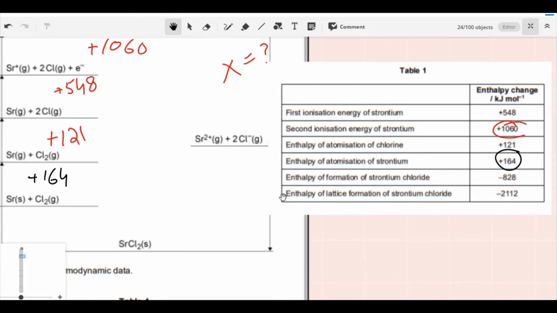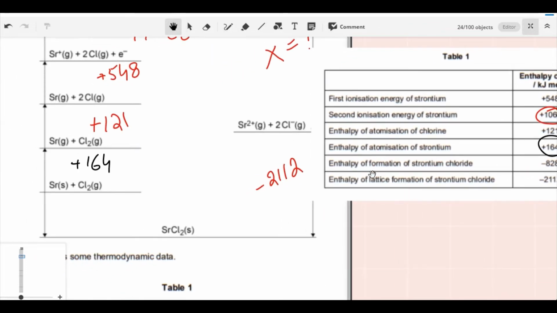Now you can see a downward arrow, which means that value will be negative. The strontium ion and chloride ions combine to form SrCl2. That is the lattice formation of strontium chloride, so that is the lattice energy, equal to minus 2112. While the enthalpy of formation of strontium chloride is minus 828, so here you can write minus 828.